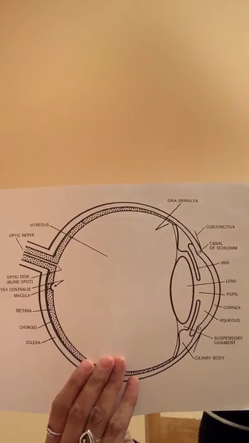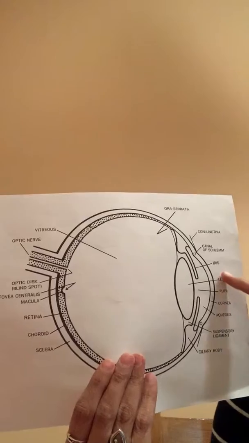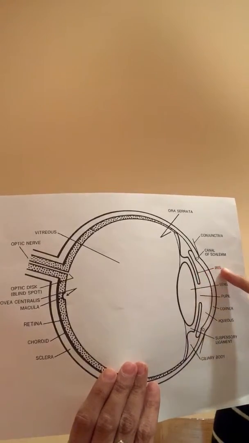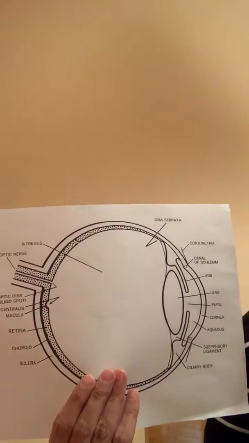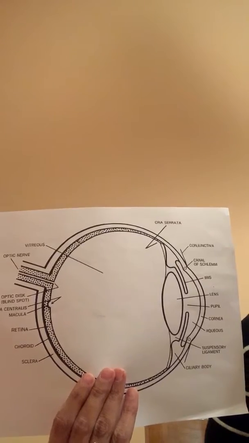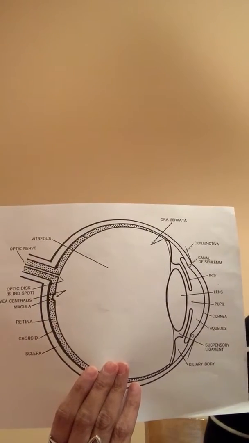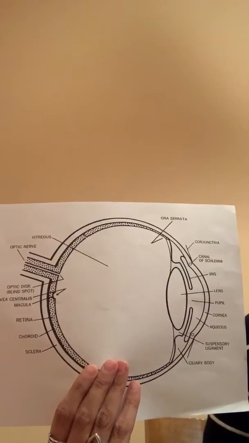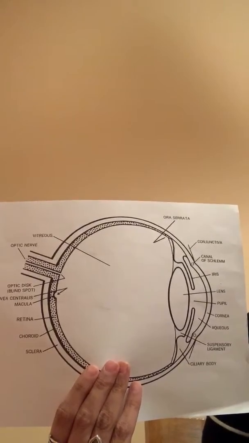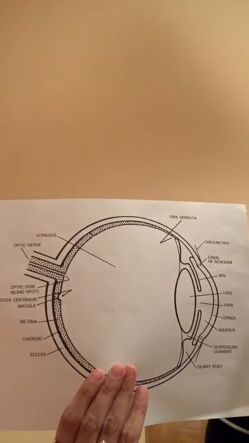Then we find the iris right over here. The iris is the color part of our eye. This particular part of the eye controls the amount of light that goes into it by controlling the diameter and the size of the pupil.